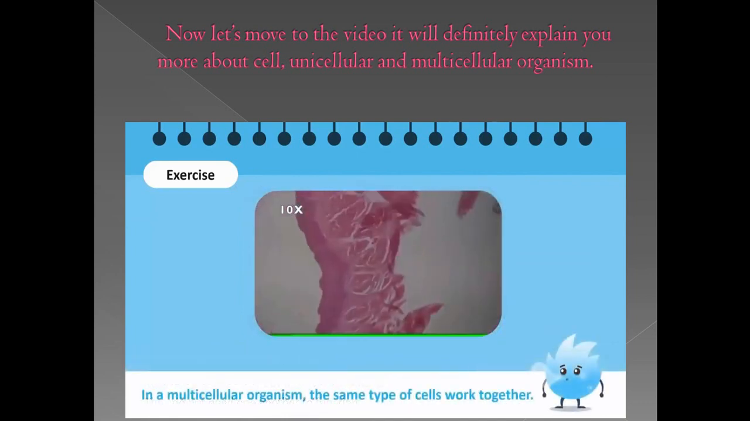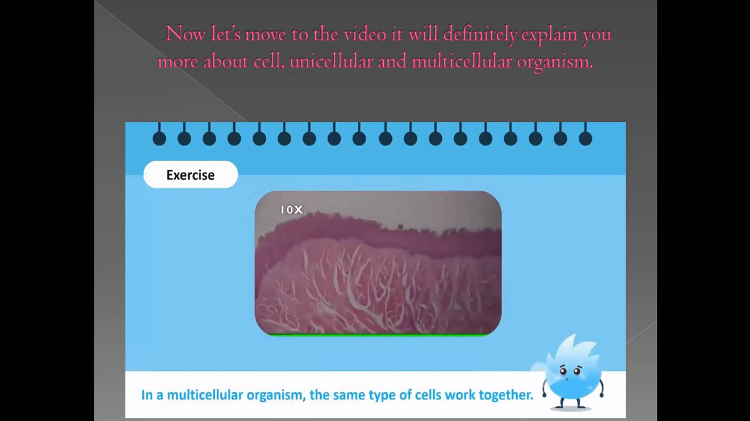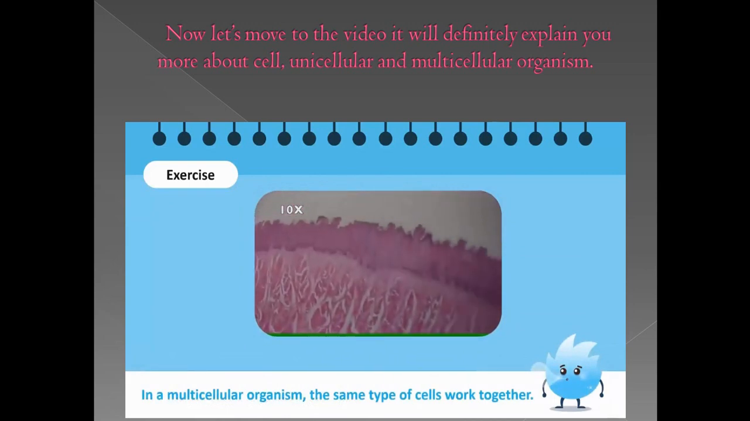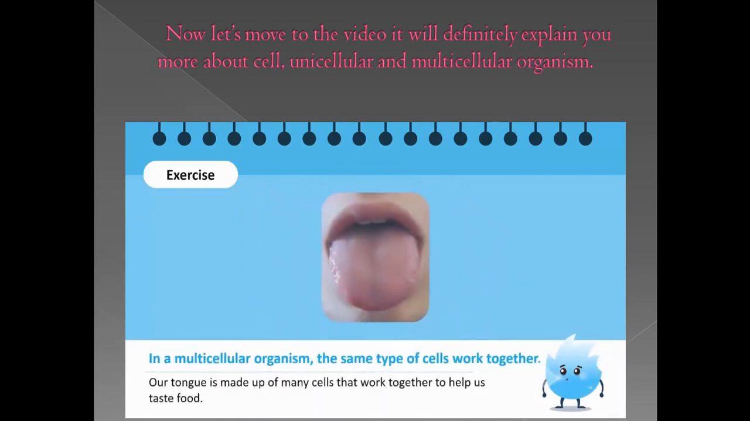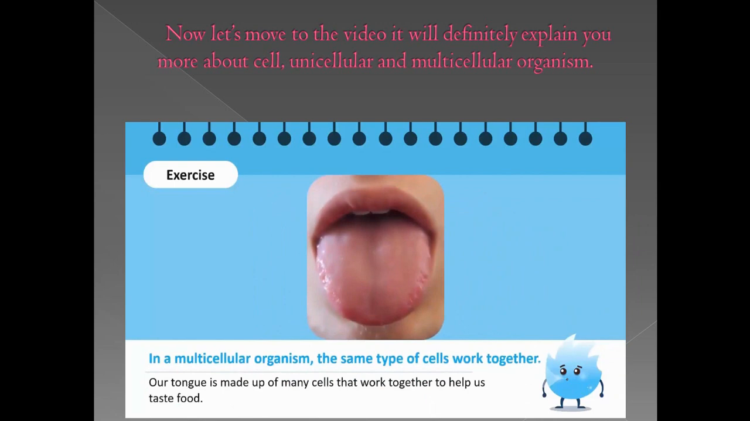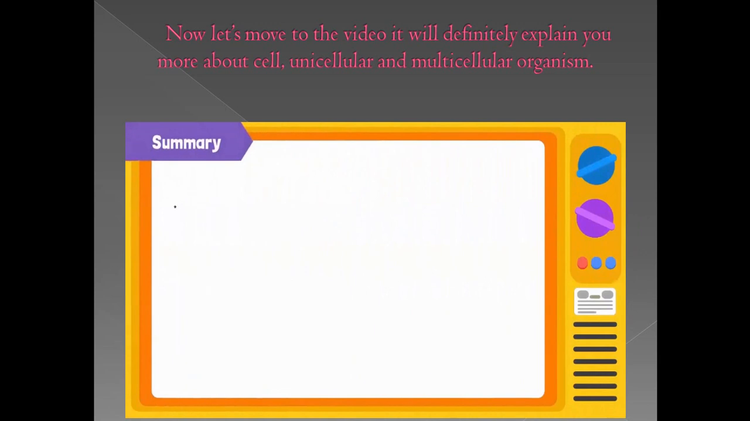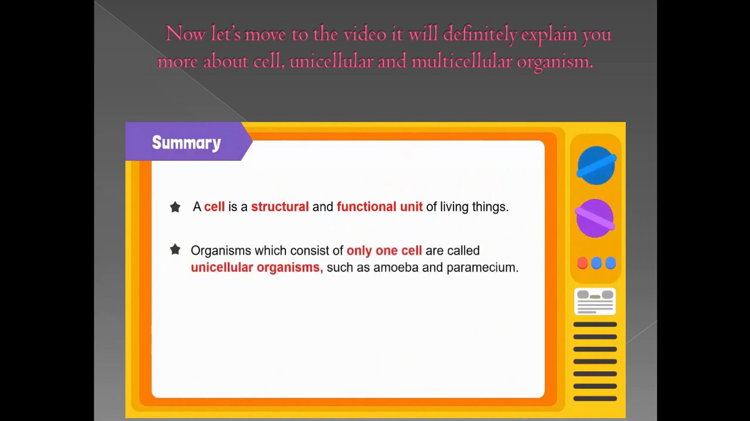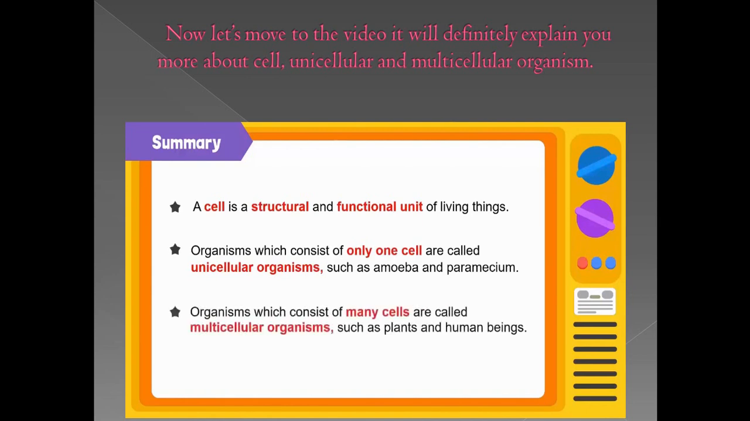In a multicellular organism, the same type of cells work together to perform a single function. For example, our tongue is made up of many cells that all work together to help us taste food. Let's summarize. A cell is a structural and functional unit of living things. Organisms that have only one cell are called unicellular organisms, such as amoeba and Paramecium. Organisms that function with many cells are called multicellular organisms, such as plants and human beings.